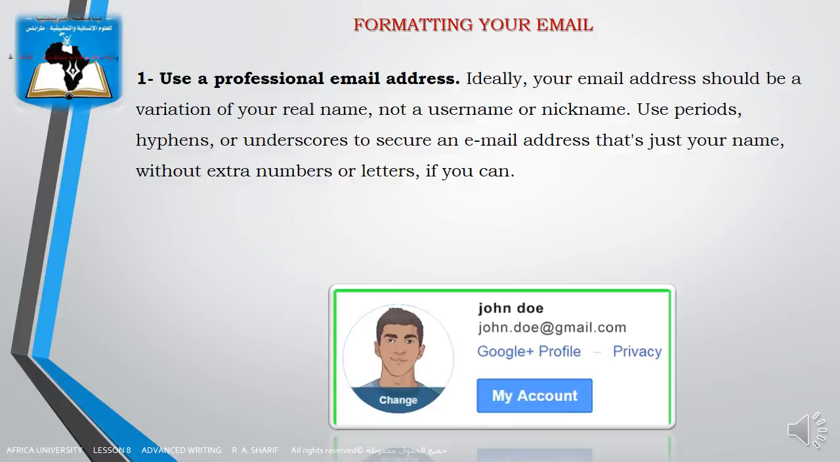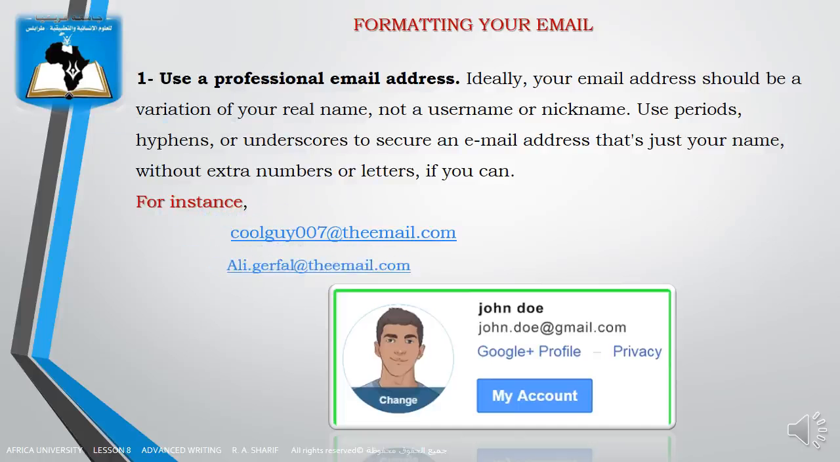So here we have an example for two types of emails. The first one named with Cool Guy 007. So this kind of email, or this type of email, will seem like an unprofessional one. Another example, we have ali.gerfal@themail.com. However, this is a suitable email because it started with the name of the person, also the surname if he wants to, okay? And this looks like a professional email.